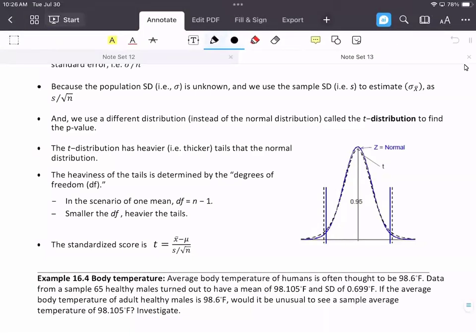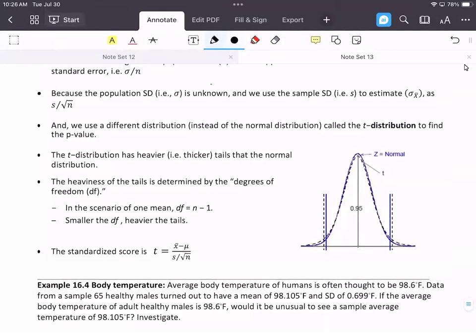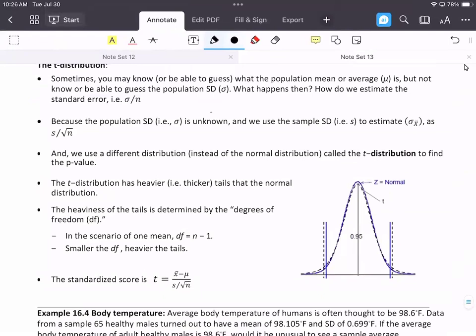Well, we're going to do that by using some information we do know. Because the population standard deviation is unknown, we're going to use the sample standard deviation to estimate that sigma x bar as s divided by the square root of n. We use a different distribution. Instead of that normal distribution, it's called the t-distribution to find the p-value.